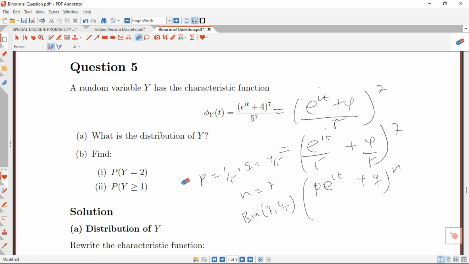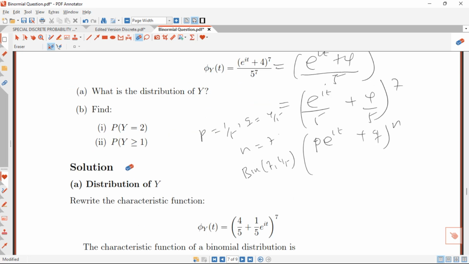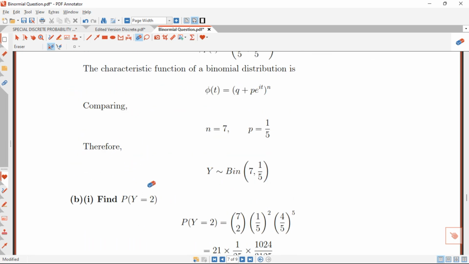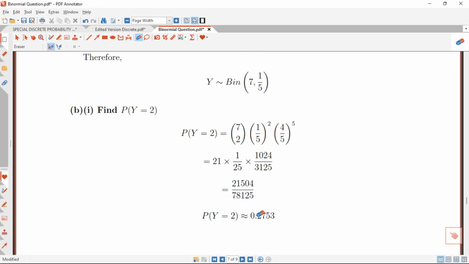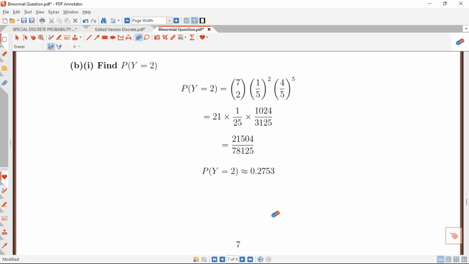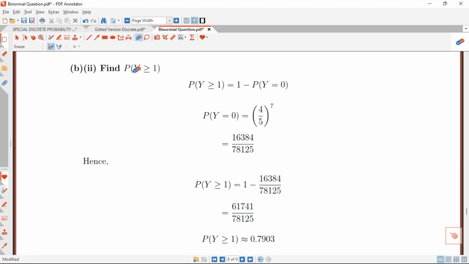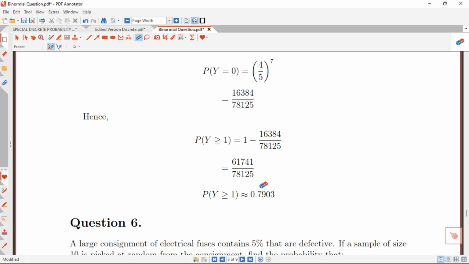And then once you have been able to get this one, solving this will be very simple, right? So we have been asked to find the probability that y is equal to 2. So this is what we are going to get, and our final answer will be 0.2753. And then the probability that y is greater than or equal to 1. For that one too, we are going to get 0.7903, right?